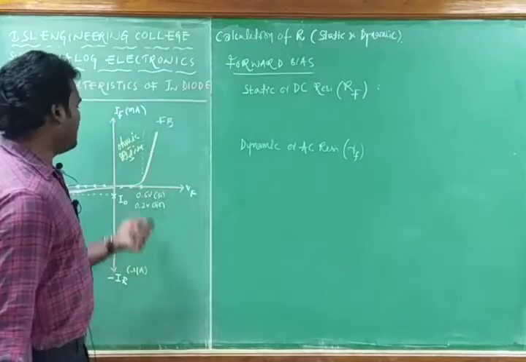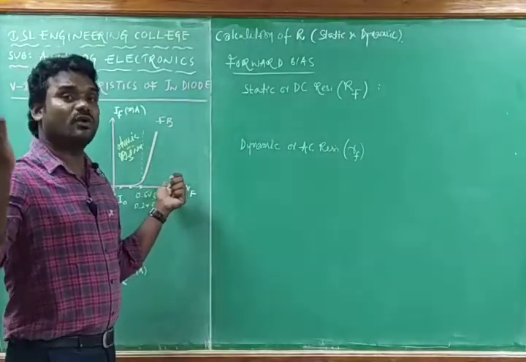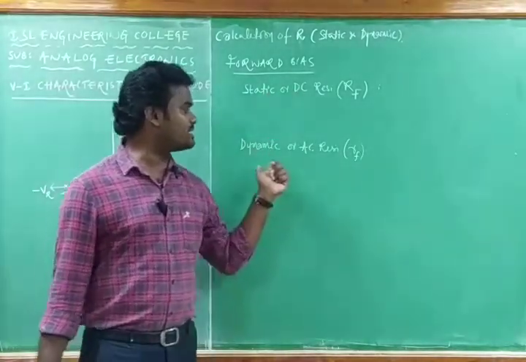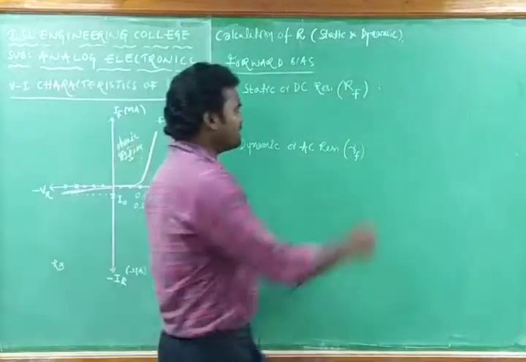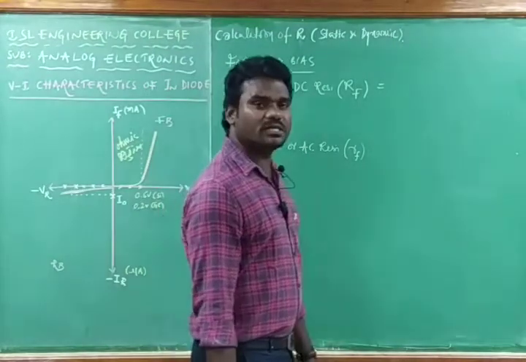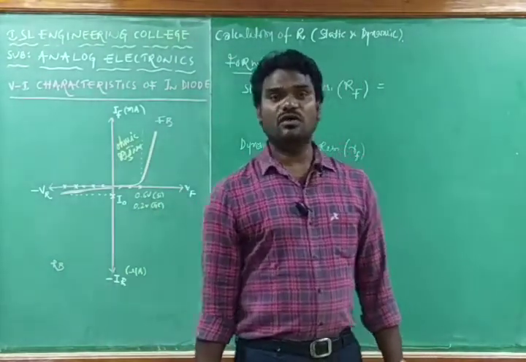And from here to here, this region is named the active region. We are going to calculate the static resistance and the dynamic resistance in the active region only. Static resistance is a fixed resistance, and from Ohm's law, R is equal to V by I.